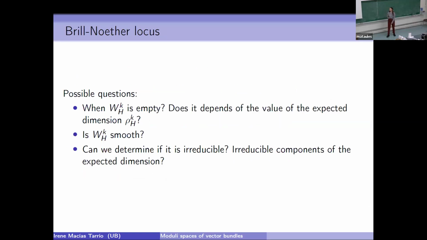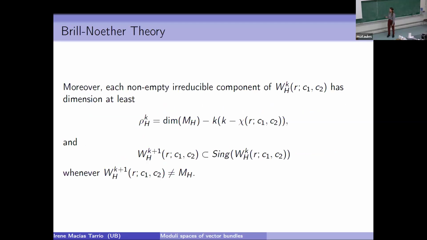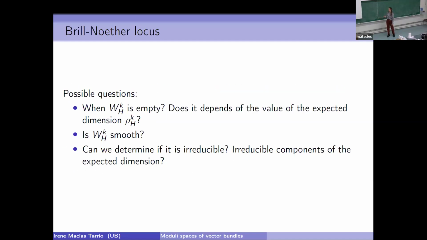To finish, I want to say what you can study about this. First of all, you can study whether these subvarieties are empty or not. We can also study the value of the expected dimension, because we know that the dimension of these subvarieties is greater than or equal to this one. But if this number is less than 0, does that mean the subvariety is empty or not? This can be a question.